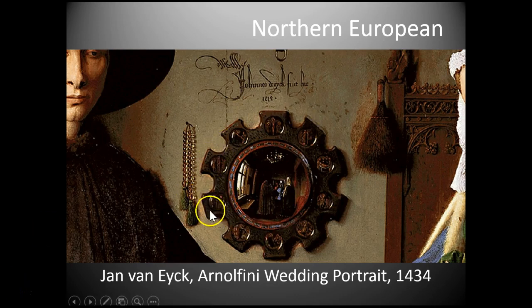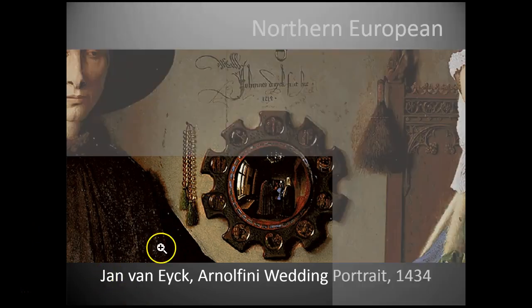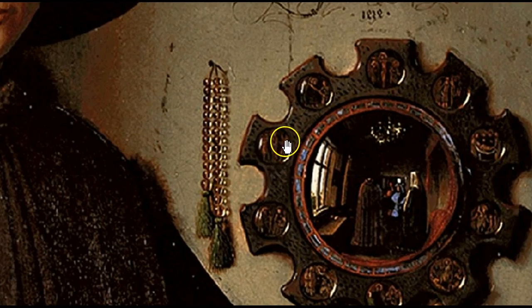Some other miniaturist details, I'll try to zoom in, are these little miniature paintings depicted on the frame of the mirror. They're these little tiny medallions, and they're depicting the Passion of Christ. There are also these crystal prayer beads hanging next to the convex mirror, and this is supposed to imply the couple's piety. And the mirror is also supposed to represent a symbol of the all-seeing eye of God.